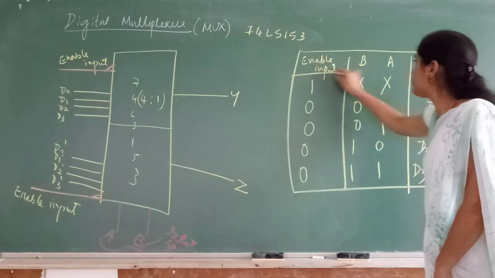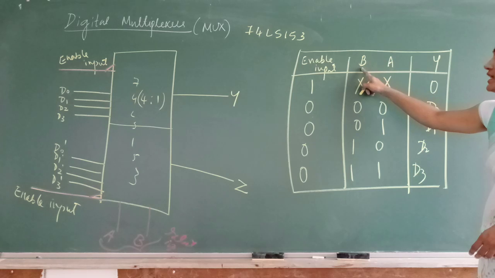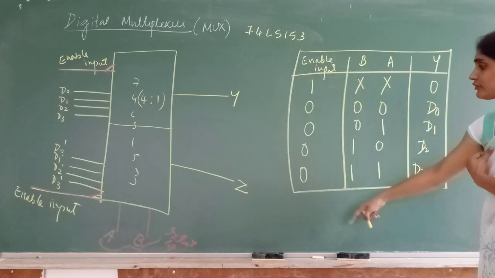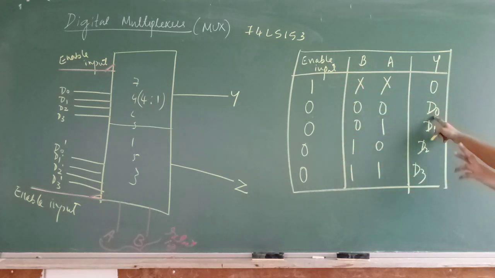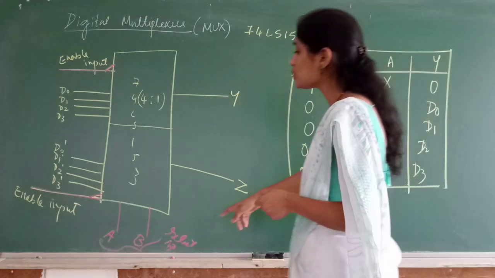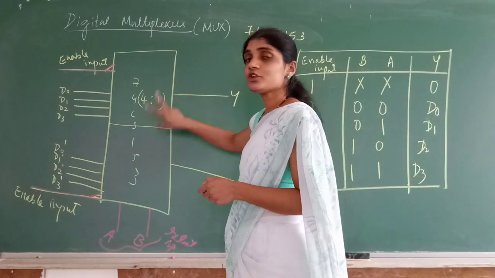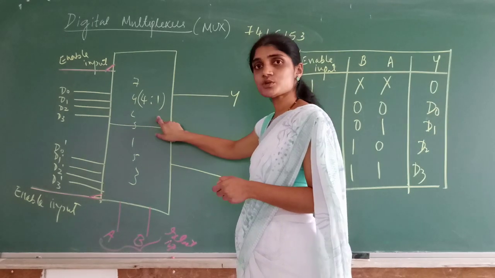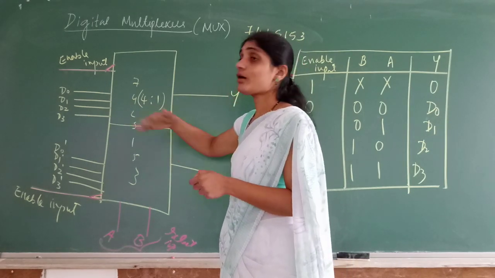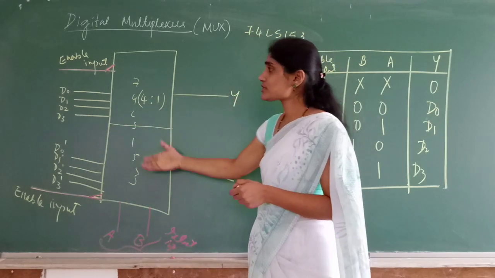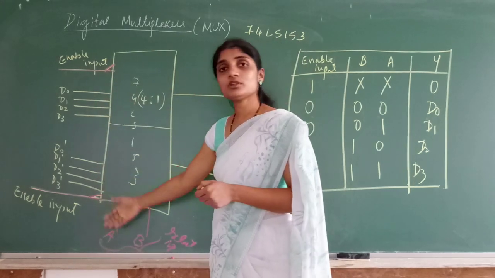Same way for the second 4:1 mux: same select inputs, enable input 0, and the outputs will be D0 dash, D1 dash, D2 dash, D3 dash. So this is how the 74LS153 IC works. Depending on the select inputs, you have two 4:1 muxes. Whichever 4:1 mux you want, you can make use of it, or if you want both, you can use them by giving enable input 0 for both multiplexers.